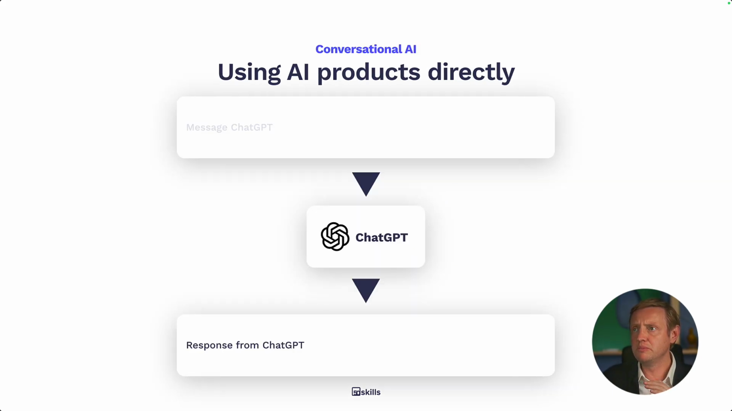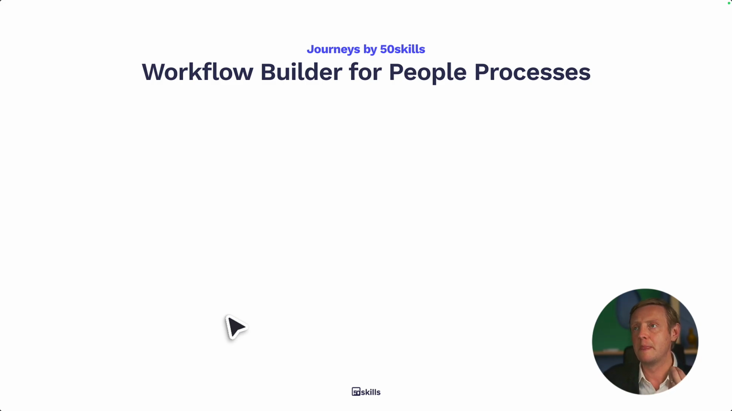But if we go a little bit deeper, what are we talking about when we talk about making AI part of a process? Well, this is what we're talking about. You message the AI, you get a response, and that's it. And then you copy paste that response. But when you have a workflow builder, it's built for people processes, you can make this part of a process.